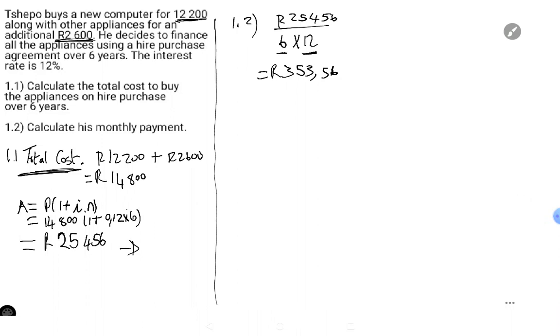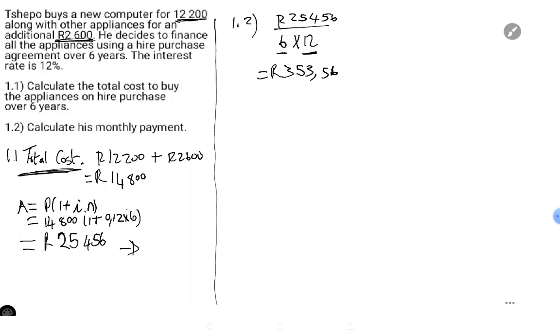So the first question, which is 1.1, says calculate the total cost to buy the appliances on hire purchase. So firstly, calculate total cost, and then you're buying the appliances on hire purchase. Okay, so now you've got 12,200 plus 2,600. So you first have to get the total cost, which is the total amount of money that goes out of Tsepo's pocket, right? Which is now 14,800. That's the two amounts added together.